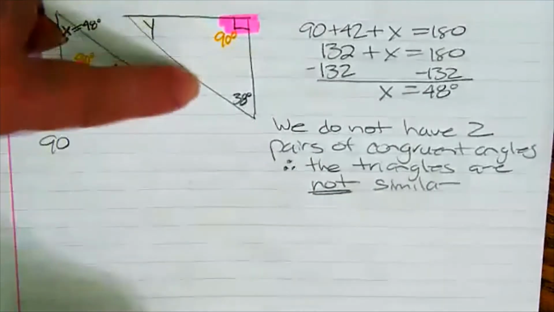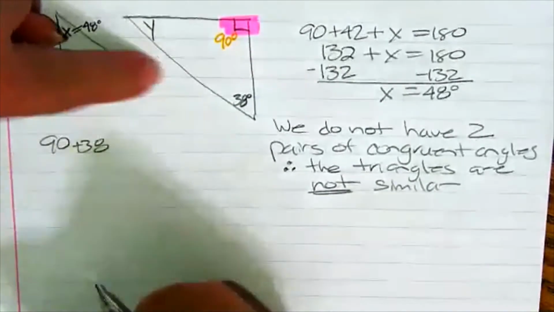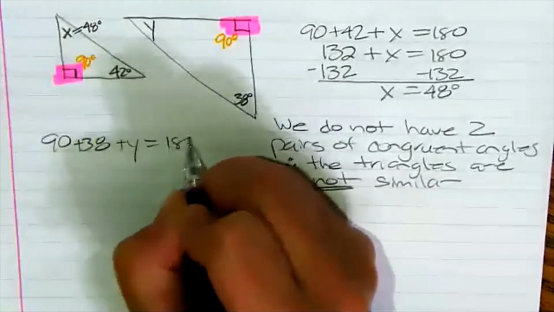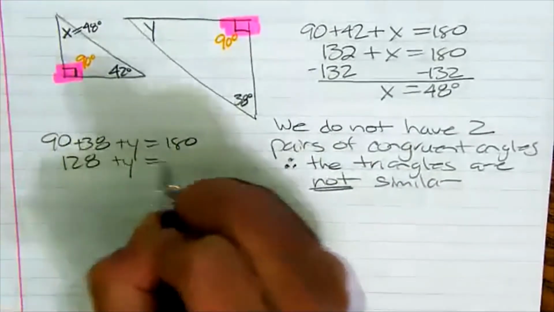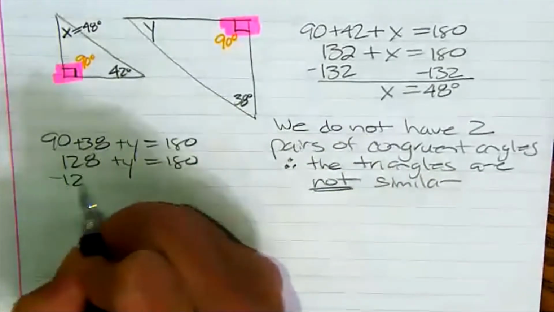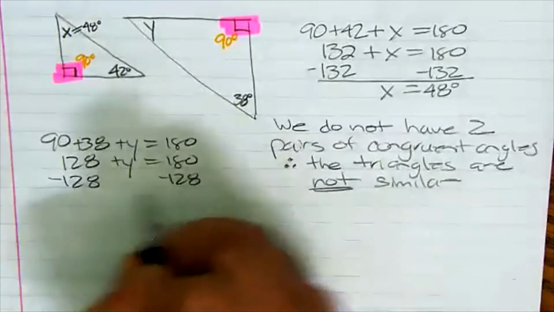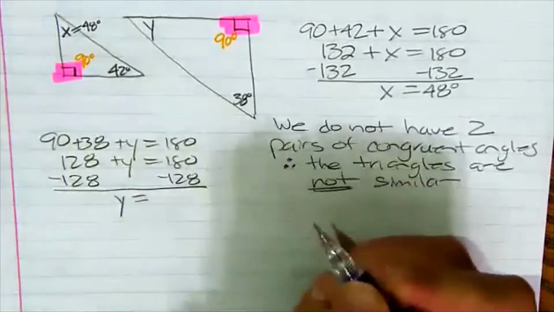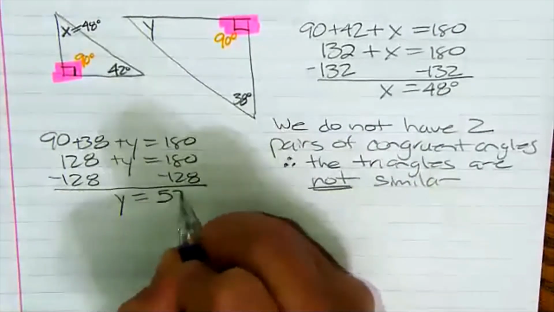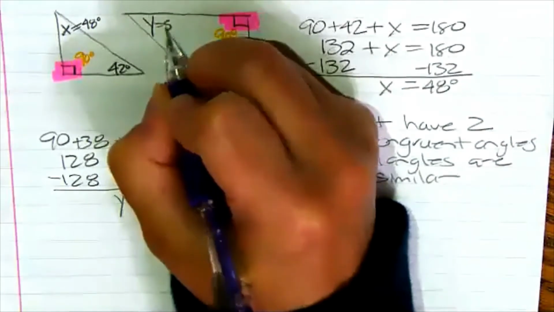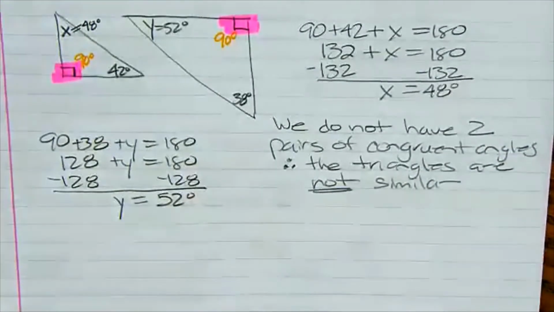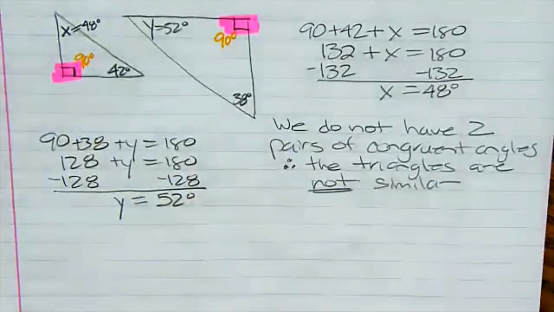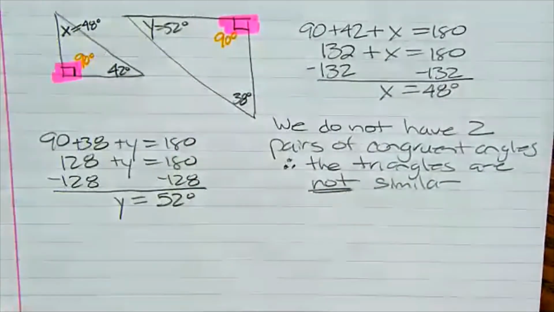90 degrees plus 38 degrees plus y equals 180. So 128 plus y equals 180. This is a basic algebra problem that you already know how to do. Y equals 52 degrees. So nope, we are out of luck. We do not have two pairs of congruent angles.